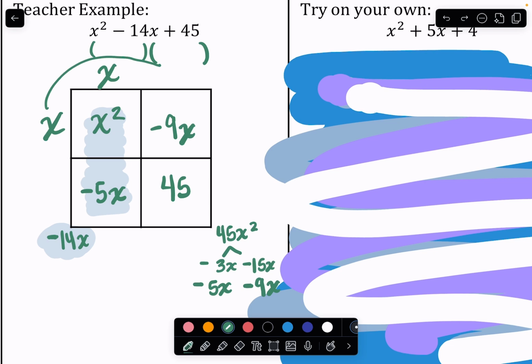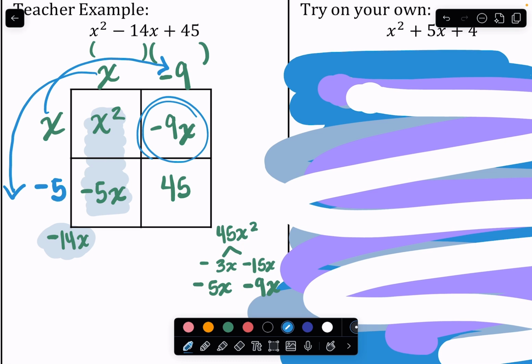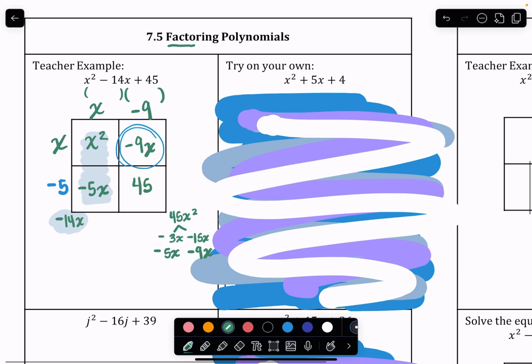I'm going to do this arrow in a different color. x times negative 9 would give us negative 9x. So we're reverse multiplying here. Now let's look at x times what number? This would give us negative 5x, and that's negative 5. Now this is a complicated way of analyzing factoring, but I think you'll start to pick up the pattern. So my answer, my two factors, are x minus 9 and x minus 5.